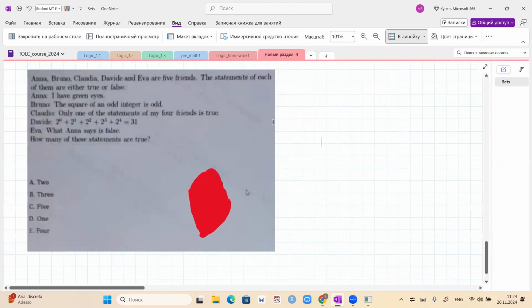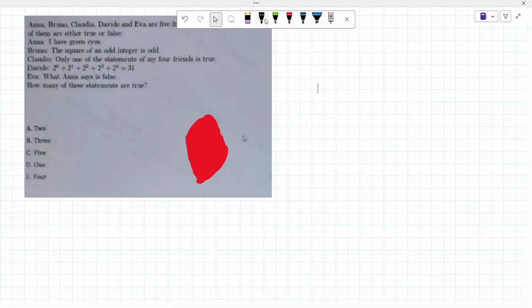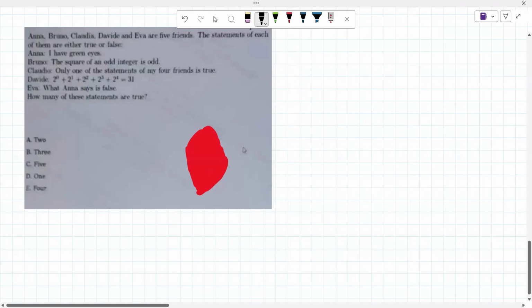In this problem, there is Anna, Bruna, Claudia, Davide, and Eva. There are 5 friends, and every one of them has their own statement. For example, Anna's statement is "I have green eyes," and this statement can be either true, T, or false, F. Every one of those 5 statements can be either true or false. They are asking us how many of these statements are true.